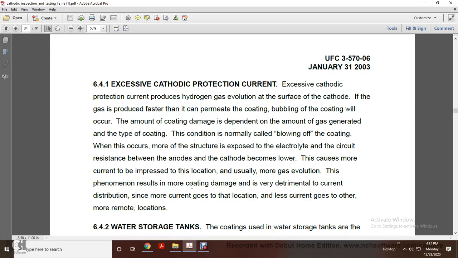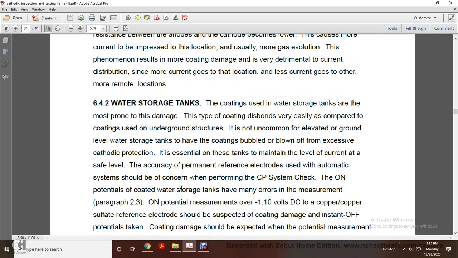This phenomenon, the result of coating damage, distorts the current distribution, since more current goes to that location and less current goes to the other remote locations.